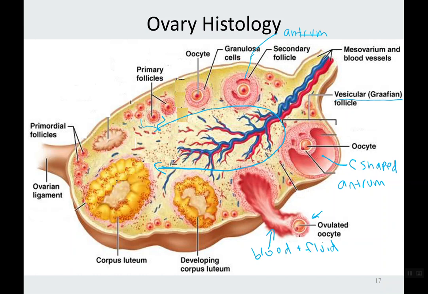The cells that are left behind, so these granulosa cells, are going to differentiate into the corpus luteum, which means yellow body, and the yellow body grows larger and larger. It sticks around if pregnancy occurs, and it goes away if not, but the corpus luteum secretes progesterone. And after a while, the corpus luteum is replaced by scar tissue, and that is called a corpus albicans.